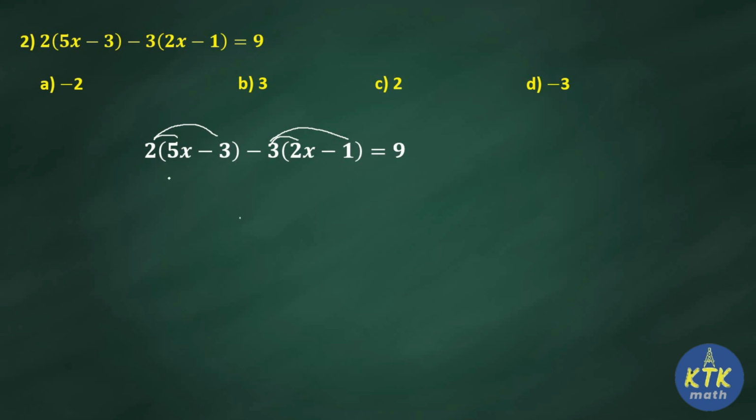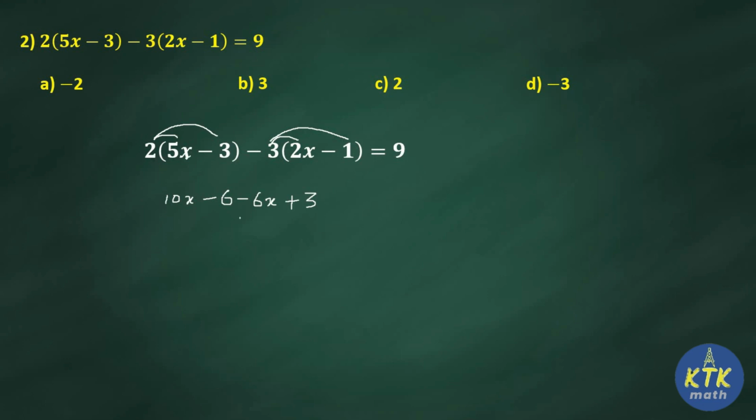So start writing. What is 2 times 5x? 2 times 5x is 10x. 2 times 3 is 6, so be careful with the symbols also. 2 into minus 3 is minus 6. Then minus 3 into 2x: 3 twos are 6, so 6x. And the last term, minus 3 into minus 1. So make sure: minus into minus is what? Plus. 3 ones are 3.